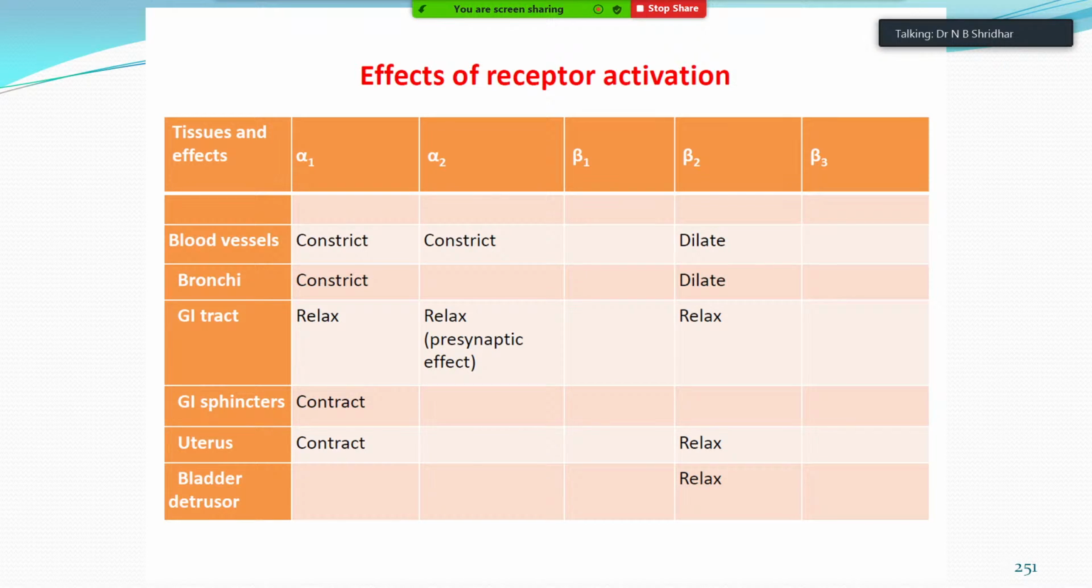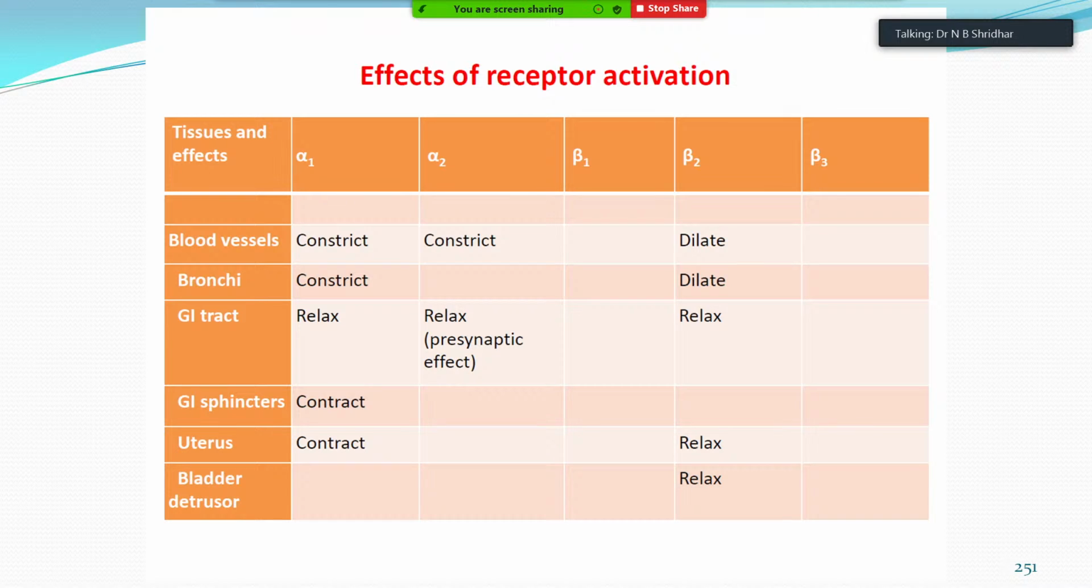GI tract relax. It is inhibitory in case of the GI tract because of the subtypes alpha 1, 2, D, A, etc. There they relax, whereas the GI sphincters contract. Uterus it is going to contract. Whereas the alpha 2 is usually inhibitory in nature, whereas the blood vessels it is going to constrict, whereas the GI tract it is going to relax. So summation of the action is alpha 1 plus alpha 2.